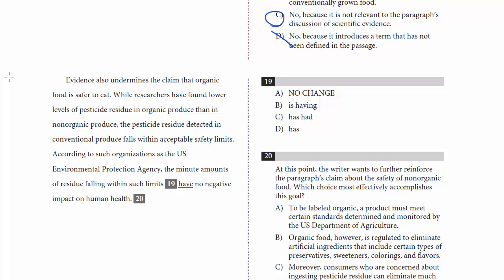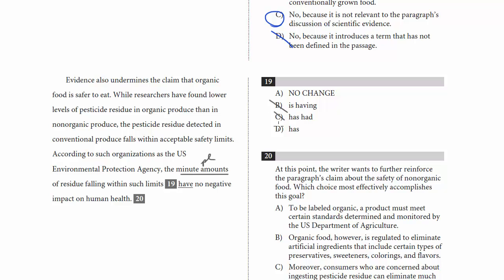We look at the choices and we see that we're changing the form of the verb, so we definitely want to check subject-verb agreement. And what is the subject here? What has or have no negative impact? And the subject here is the minute amounts of residue, which is plural. So we would say minute amounts have, so that's appropriate.